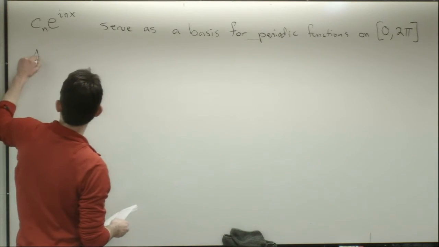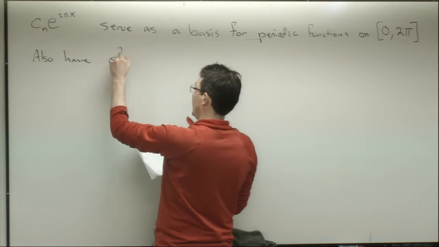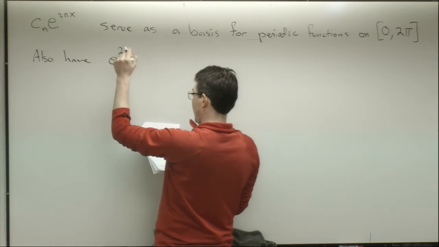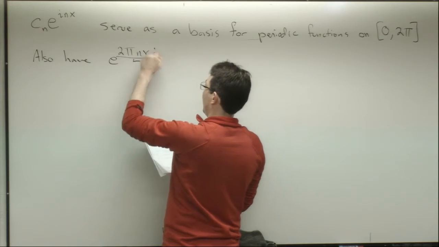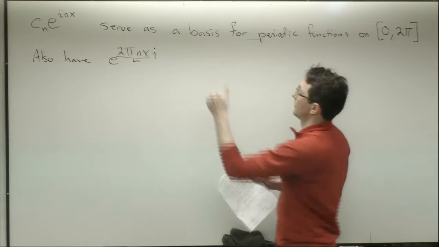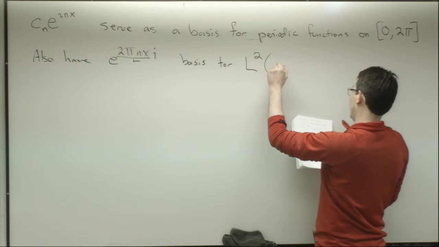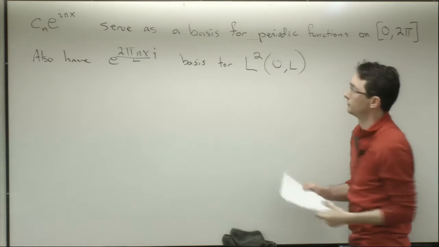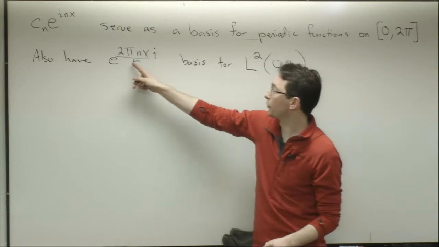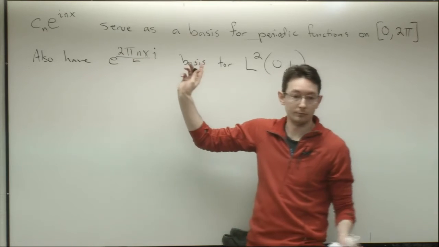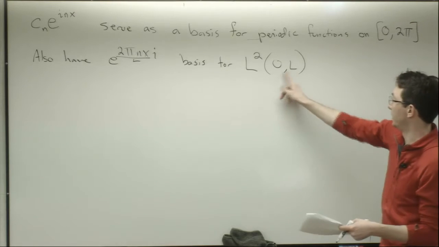We also have e to the 2 pi i n x over L. This is a basis for 0 to L. Right? If I have a function defined on some other interval that's not 0 to 2 pi, I just rescale all of my frequencies by 2 pi over L. Okay? I'm just changing space. I'm redilating space to be in this interval instead of this interval.